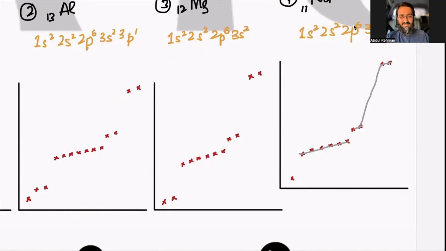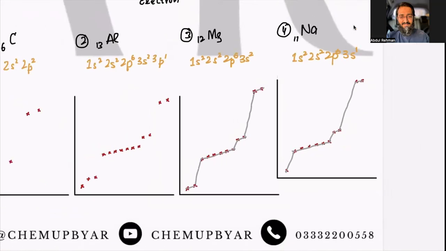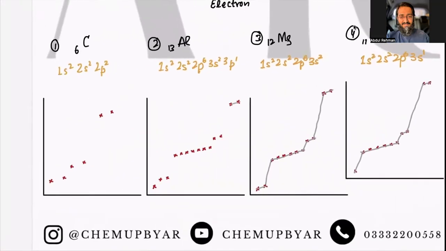So we just join them. This is how these curves are made. From this, what you are observing is that whenever we see a huge jump, it is due to the change in shell. So it allows us to figure out the number of electrons present in the valence shell.